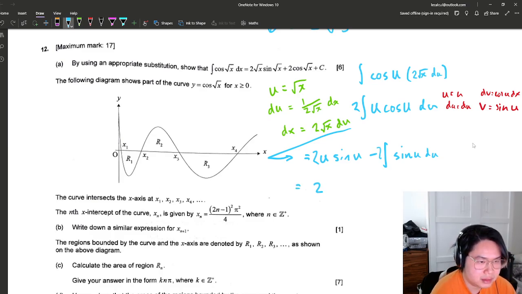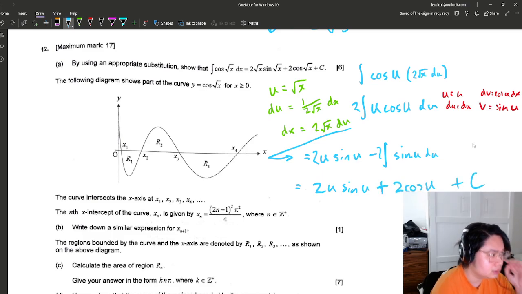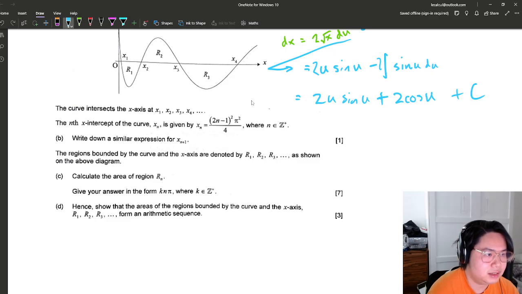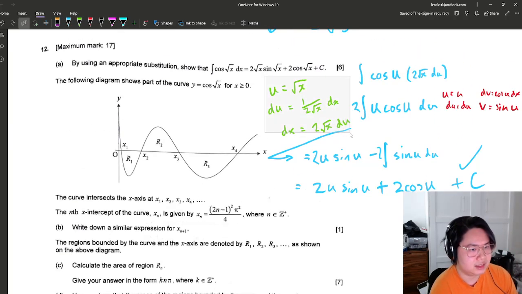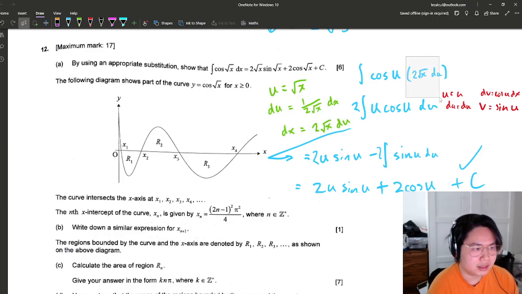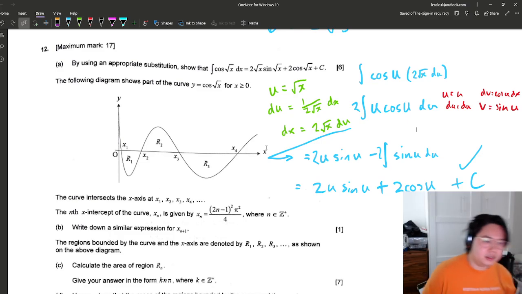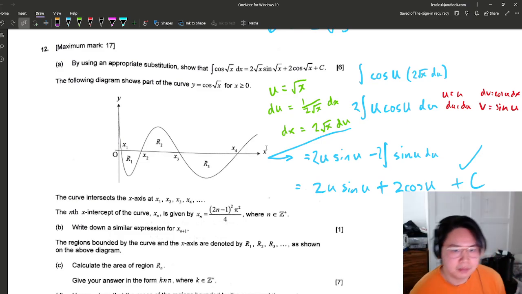Okay, and then 2u sine u. What's the integral of sine? Negative cosine? So this is plus 2 cosine u plus c. Okay, and then we're done, right? Because u is square root x. Nice, that one was kind of funky. I haven't seen a u substitution like this in IB before. I've seen it in regular calculus classes. But okay, a little tricky.